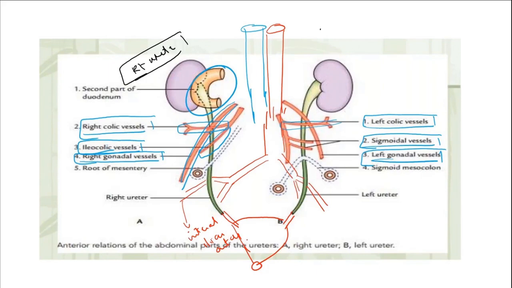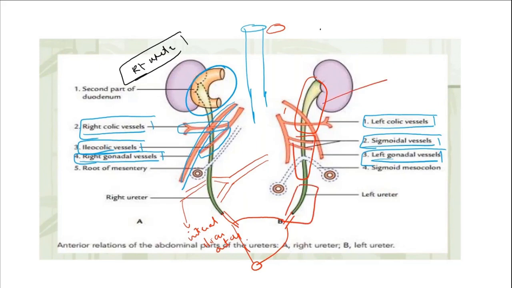If we talk about the blood supply of the ureter, we take the proximal 1/3, middle 1/3, and then inferior 1/3. The proximal 1/3 is supplied by a branch of the renal artery.